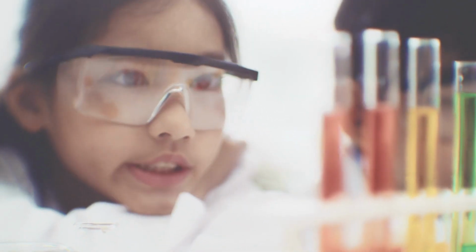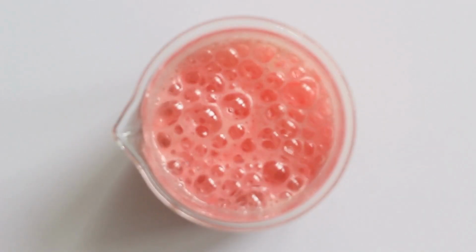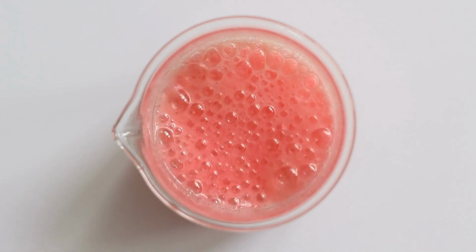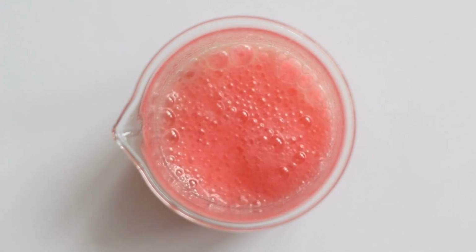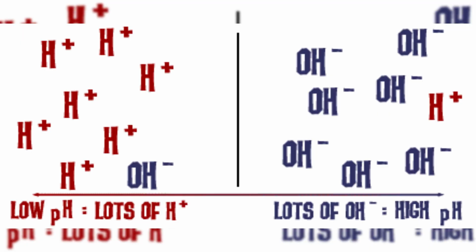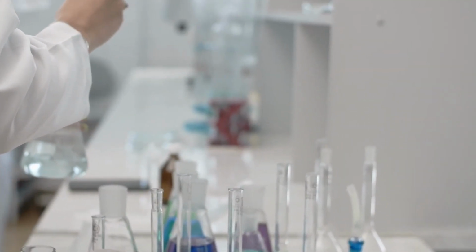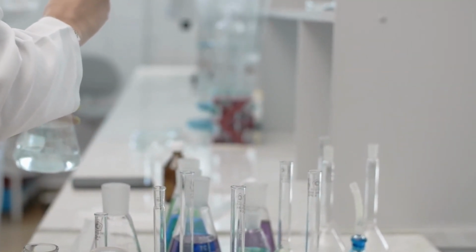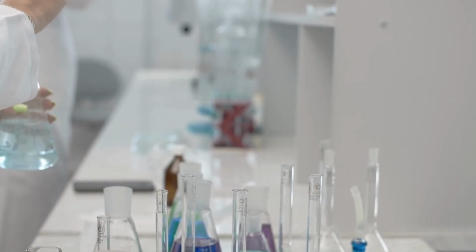Another way to show a neutralization reaction is in terms of positively charged hydrogen ions and negatively charged hydroxide ions, where H+ from the acid and OH- from the base combine to form H2O. Since both the acid and the base were neutralized in the reaction, the pH of the product is 7, or neutral.